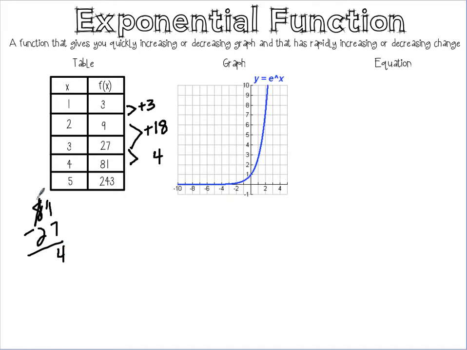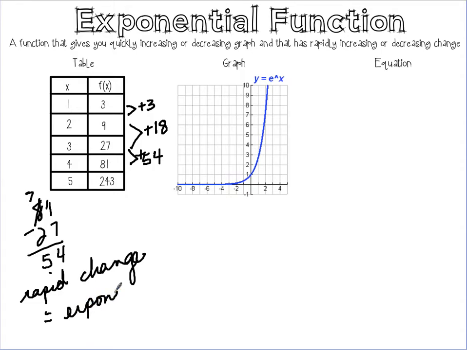11 minus 7 is 4. 7 minus 2 is 5, so it ended up being plus 54. So you're seeing that the change is increasing drastically and very, very quickly. So a quick change means that it's exponential. So a rapid change equals exponential.